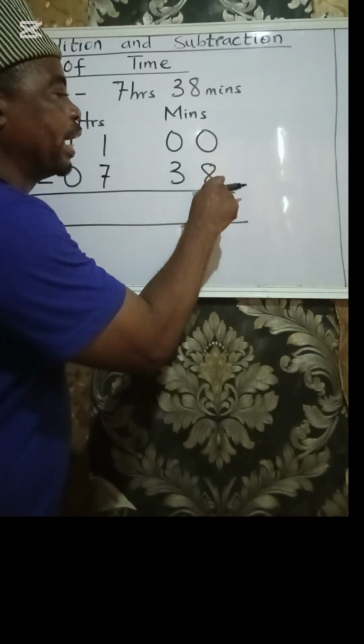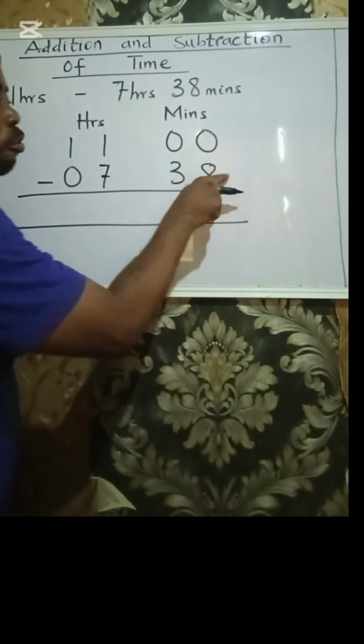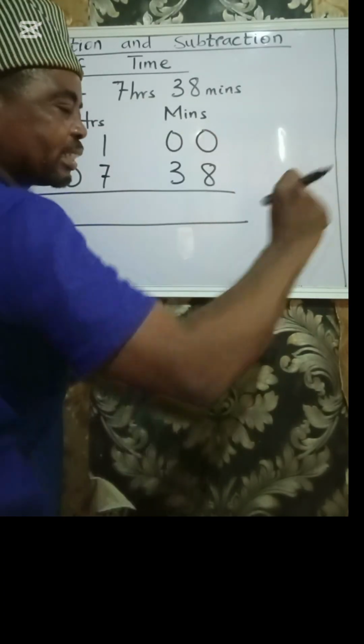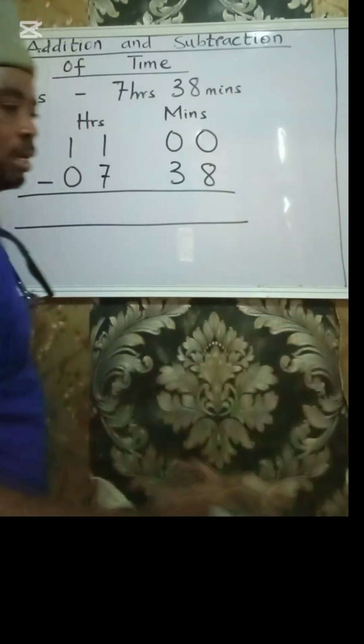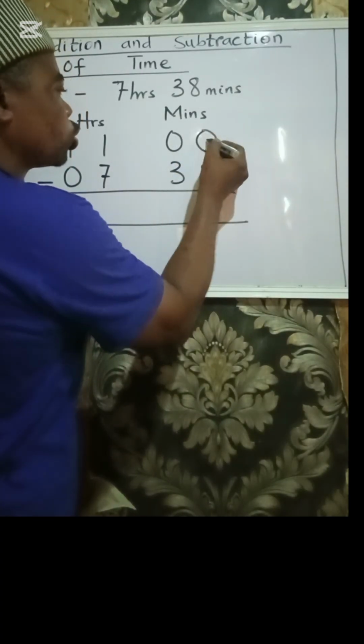Alright, you and I know that we cannot take away 8 from 0. We can't remove 8 from 0 because 0 is nothing. You can't get anything out of nothing. That is it. So now you have to come to the next neighbor to borrow 1.